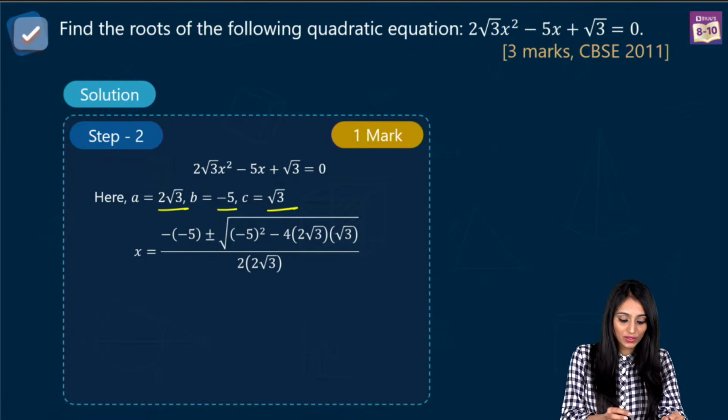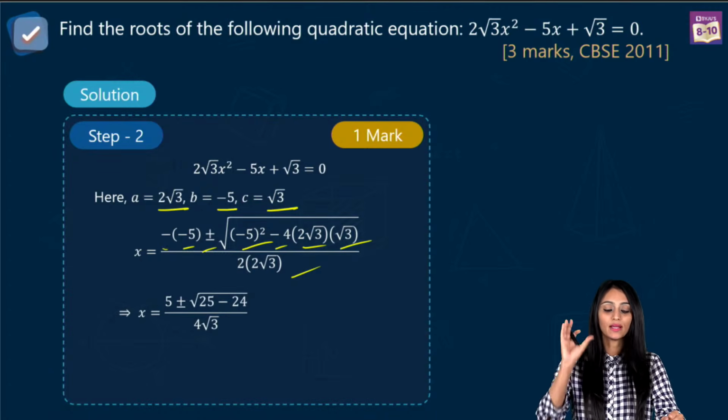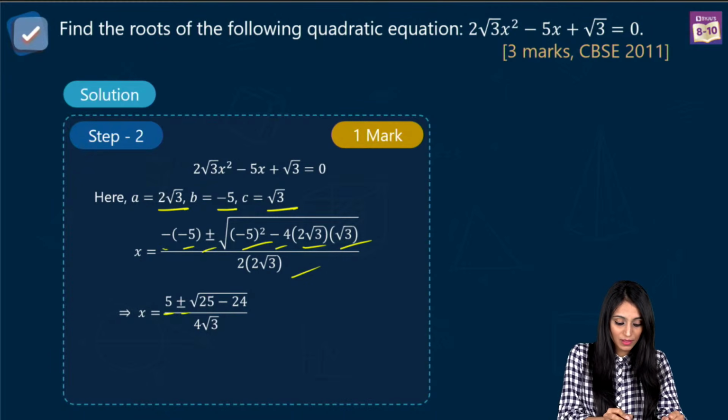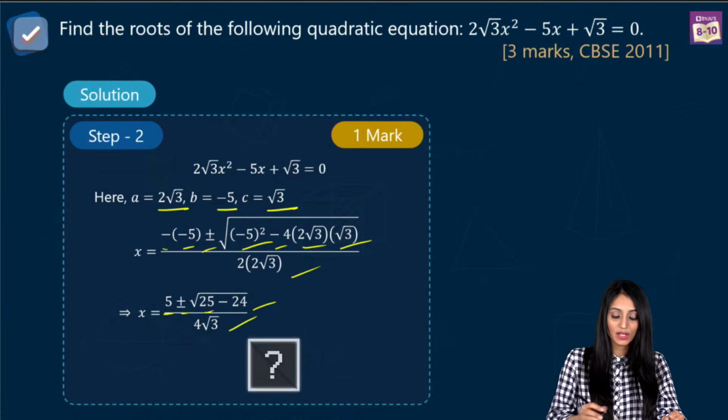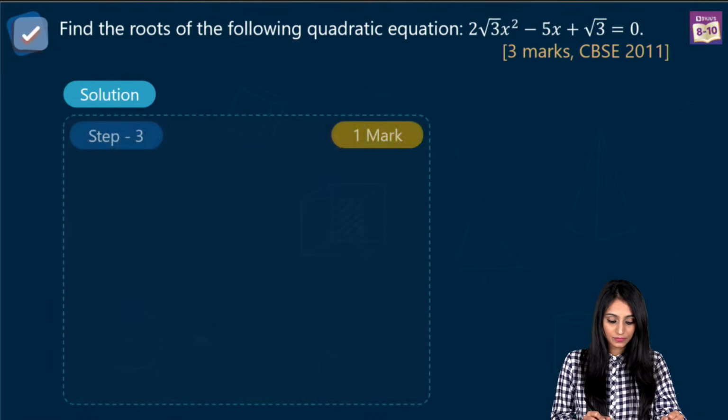Alright. So, let's put everything here. Minus of minus 5 plus minus root of minus 5 square minus 4 times 2 root 3 times root 3 upon 2 times 2 root 3. I'm just putting these values in the formula. Right? Nothing else. Just be careful while putting. So, we have 5 plus minus root of 25 minus 24 by 4 root 3. So, what do you get? 5 plus minus 1 by 4 root 3. Right? And plus minus 1.